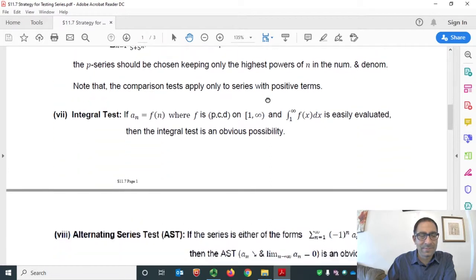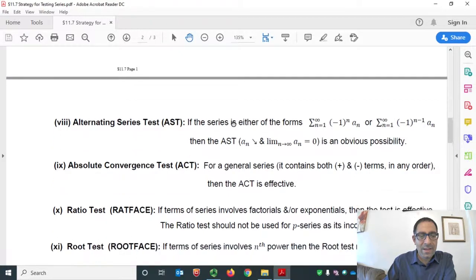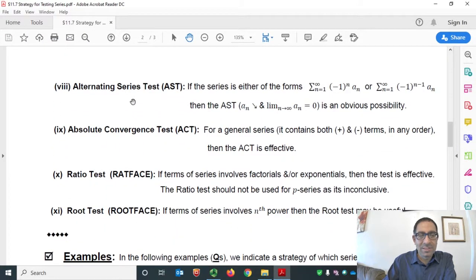Let's move on. Integral test. If a_n equals f of n, where f is positive, continuous, decreasing on the interval 1 to infinity, and the improper integral of f(x) from 1 to infinity is easily evaluated, then the integral test is an obvious possibility. Another test, alternating series test. If the series is either of the form series of negative 1 to the power n times a_n, or series of the form negative 1 to the power n minus 1 times a_n, then the alternating series test is an obvious possibility.